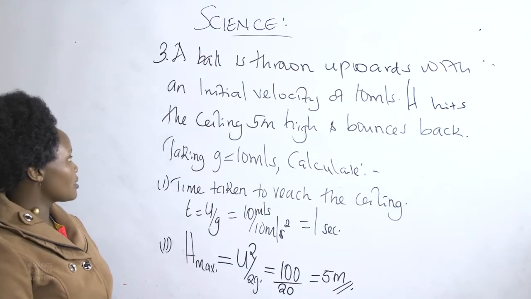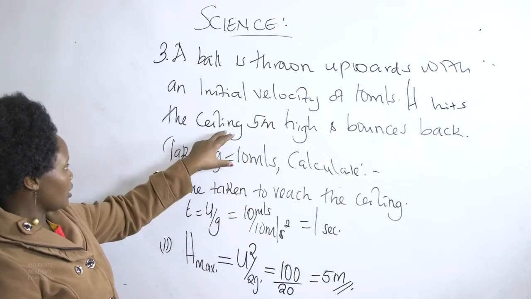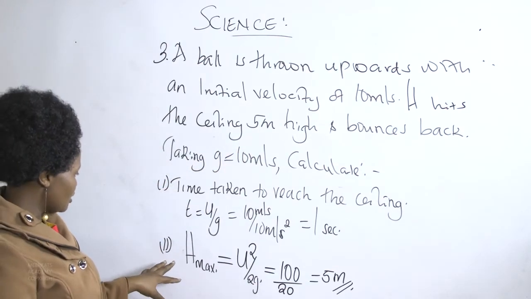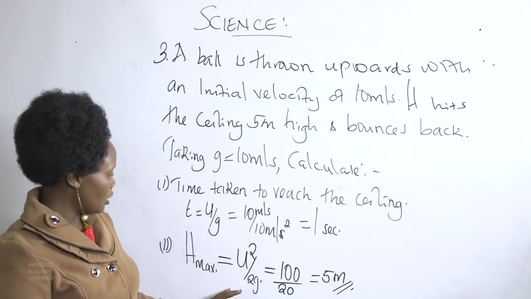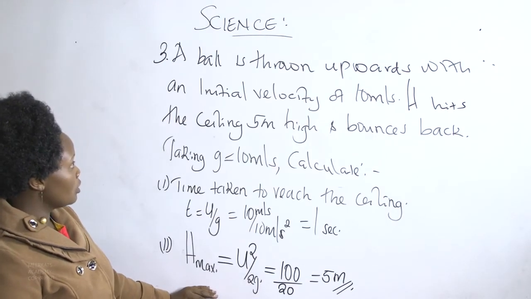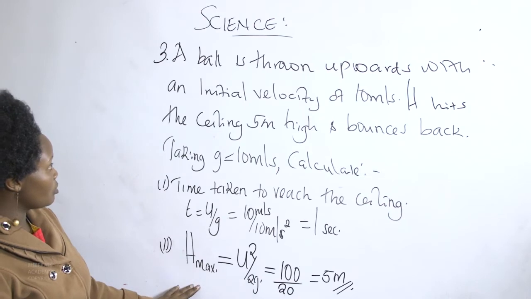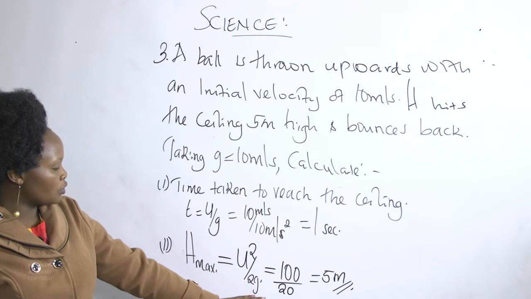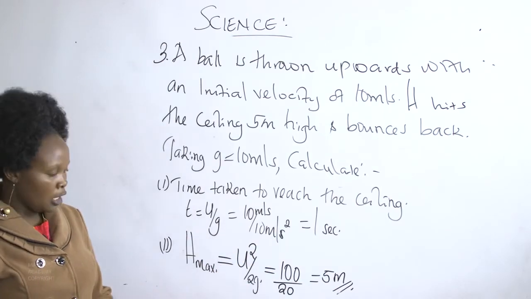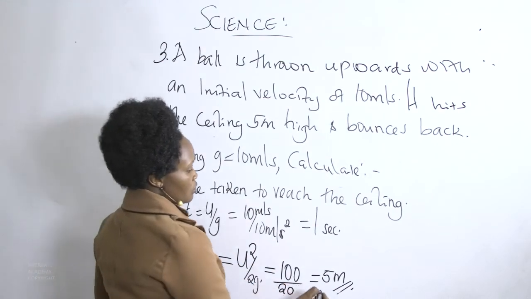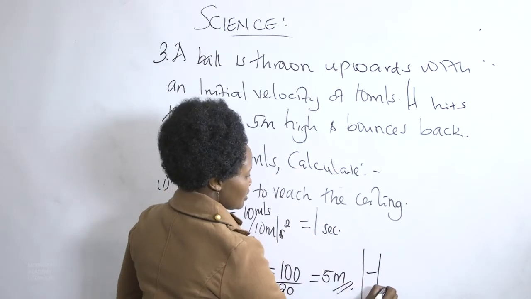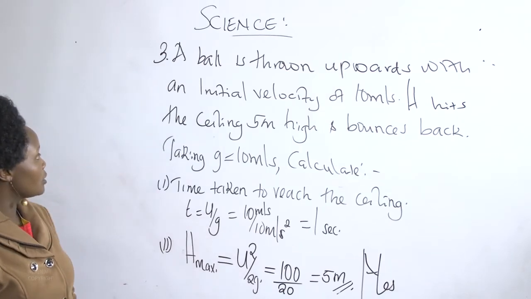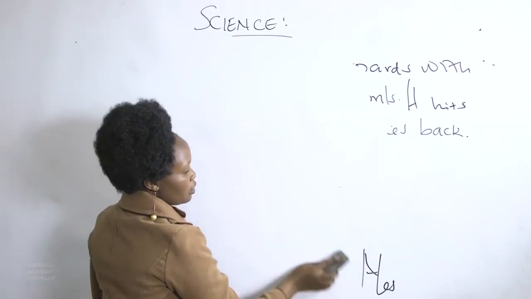So the question is, we have our ceiling 5 meters above the ground, and supposing we didn't have a ceiling, the ball that was thrown up with an initial velocity of 10 meters per second would have gone to 5 meters before the velocity reduces to 0. So yes, that would be the maximum height. Can I go to something else?